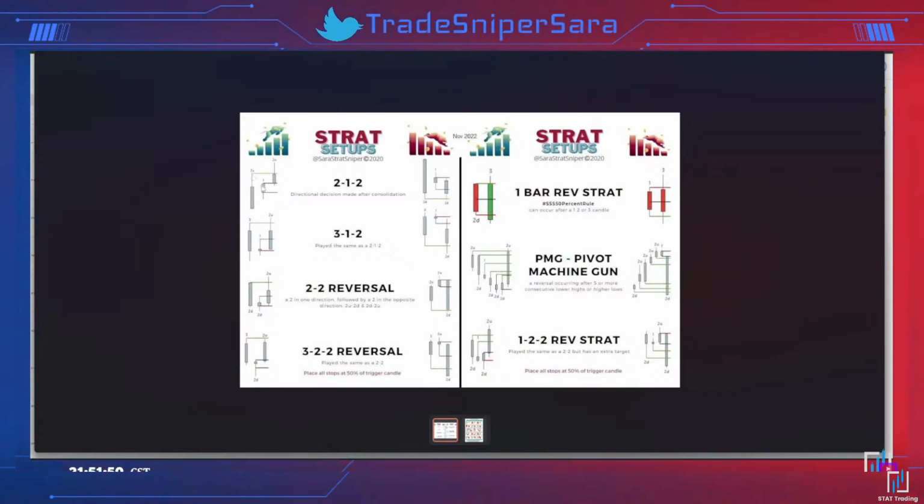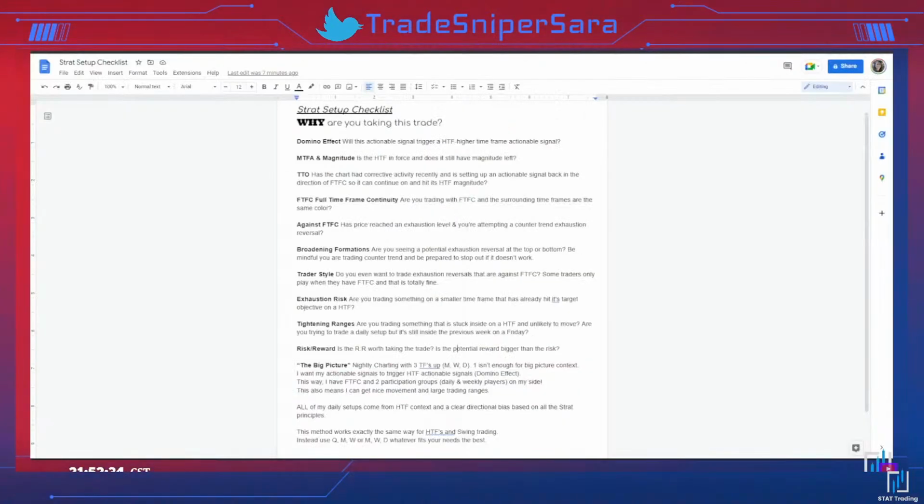The reason is, if you're trying to trade a bullish 212, but you have every reason to believe the chart's going lower, you would prefer to trade a 212 down than a 212 up. If you're trading a 212 up, but you have full time frame continuity to the downside, you are longing a TTO. So you're just longing corrective activity. And we talked about that in another lesson: you cannot expect a counter trend corrective activity move to hit the target.